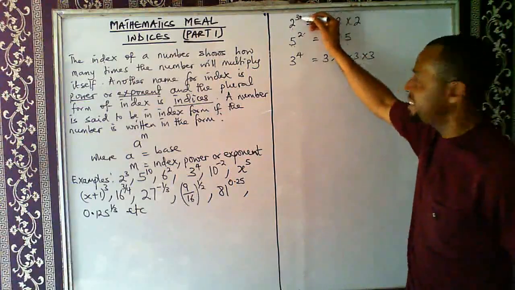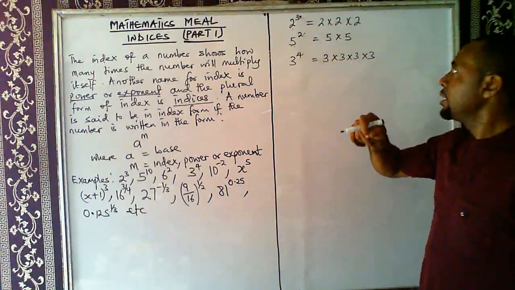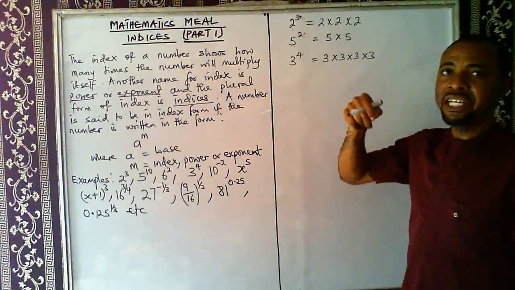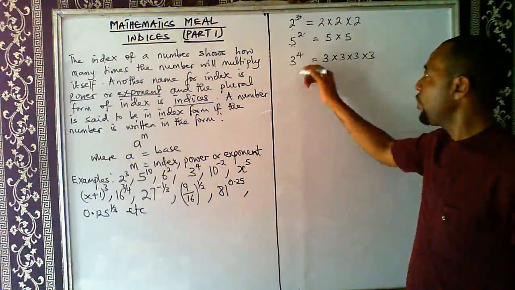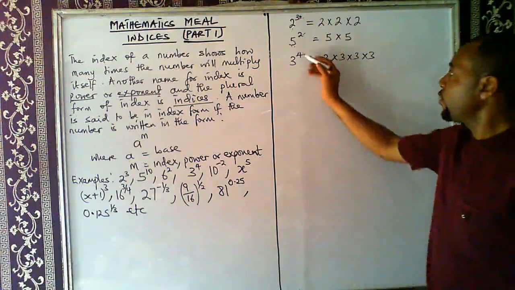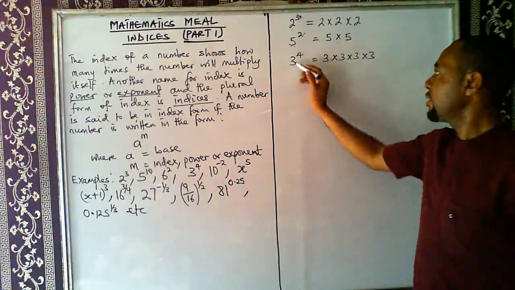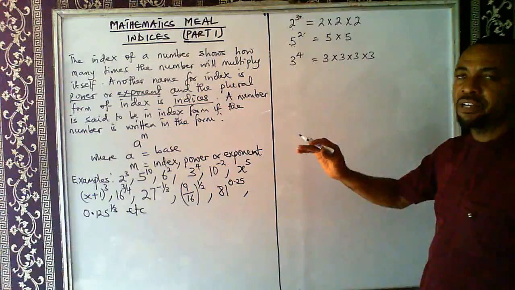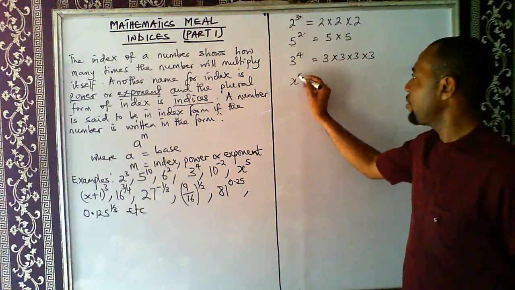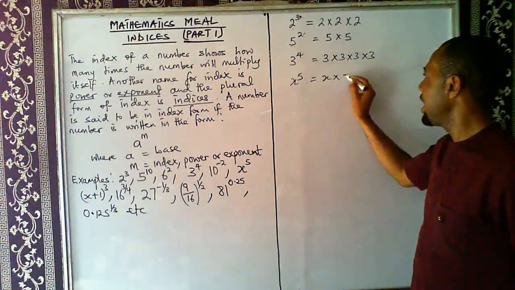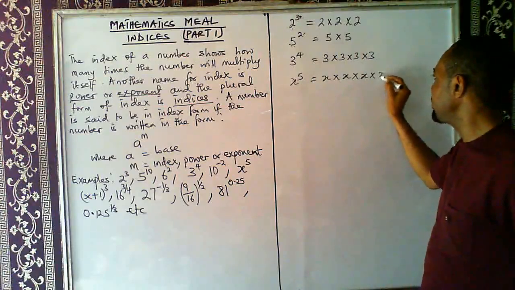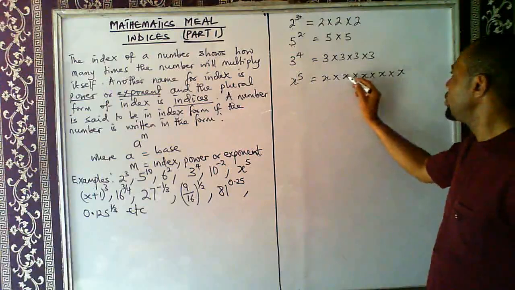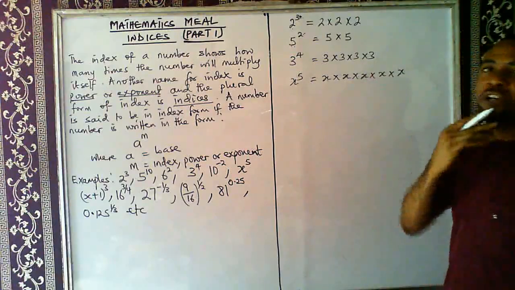So the index of a number indicates how many times a number will multiply itself. So this 4 here is showing us that 3 has to multiply itself 4 times. I hope this is very clear now. So if I have x raised to the power 5, it means x times x times x times x times x. 1, 2, 3, 4, 5.